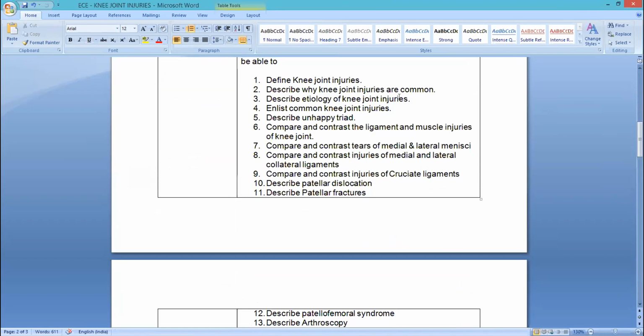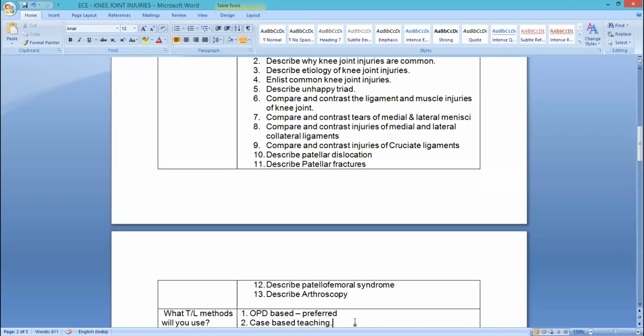describe why knee joint injuries are common, describe etiology of knee joint injuries, enlist common knee joint injuries, describe unhappy triad, compare and contrast the ligament and muscle injuries of knee joint, compare and contrast tears of medial and lateral menisci, compare and contrast injuries of medial and lateral collateral ligaments, compare and contrast injuries of cruciate ligaments, and describe patellar dislocation, describe patellar fractures, describe patellofemoral syndrome, describe arthroscopy.